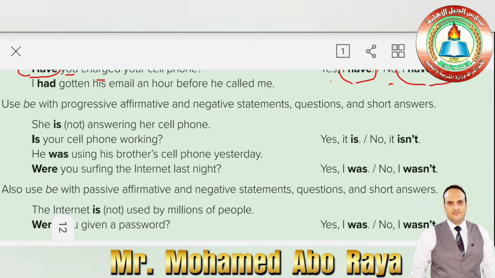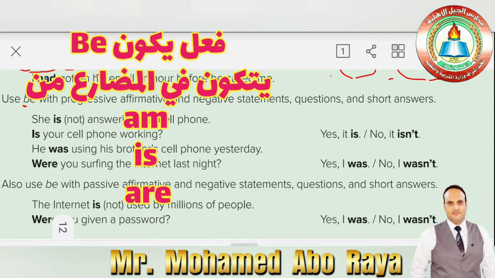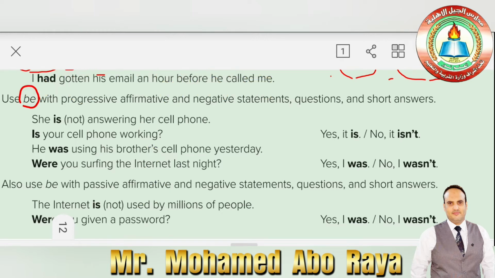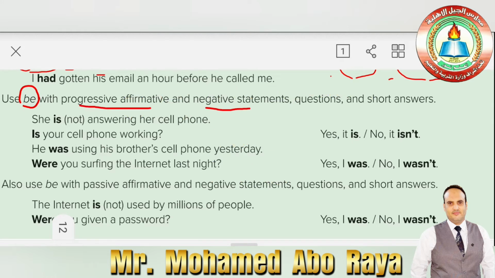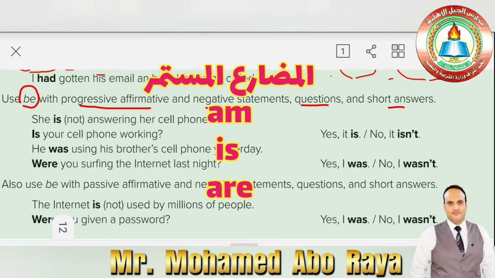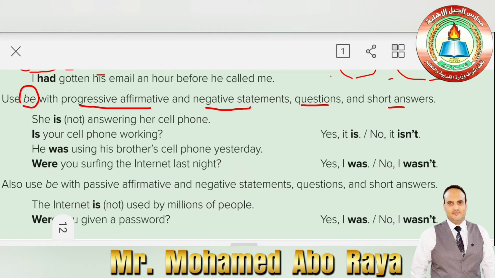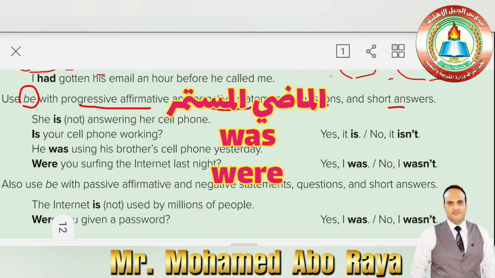Also, we use verb to be. Verb to be in present is composed of am, is, are. In the past, was or were. We use verb to be with progressive, affirmative, and negative statements, question and short answers. In progressive, am, is, are, plus verb plus ing. In the case of past progressive, we use was or were plus verb plus ing.